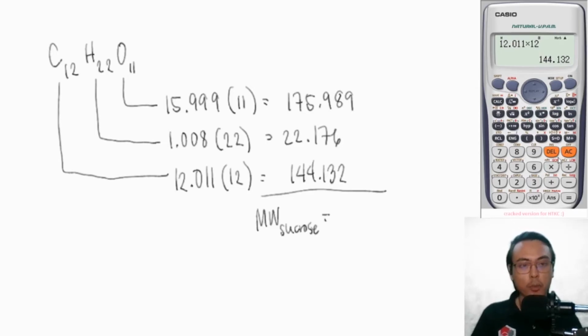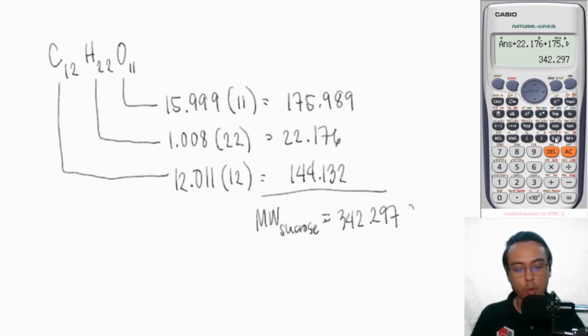And then to get the sum, we get the molecular weight of sucrose. That's 144.132 plus 22.176 plus 175.989. That's 342.297 grams per mole.